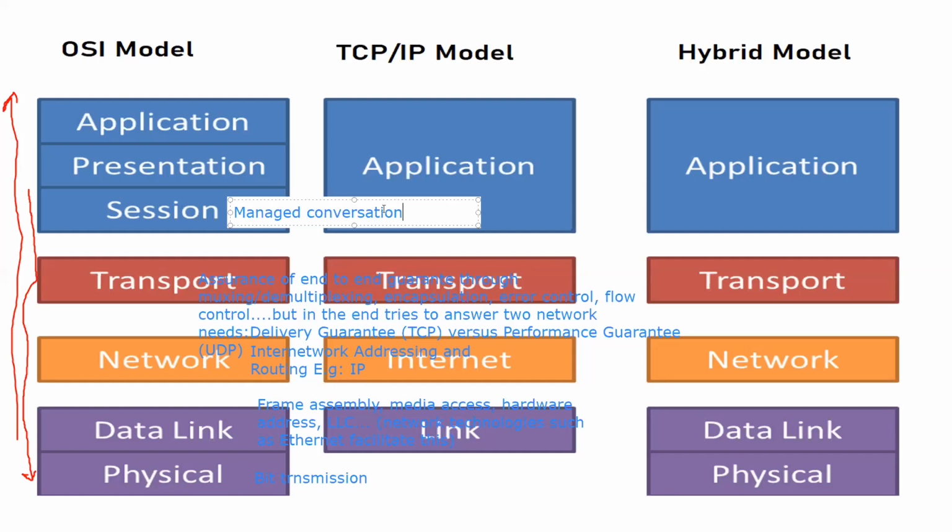However, managed conversation can still be facilitated by some protocols as a transport layer, or managed conversation can be pushed into a user program itself or an application protocol. Therefore, this is redundant. That's why you don't see it in the hybrid model. Okay. Therefore, that is very much redundant. That's why it has been taken away.